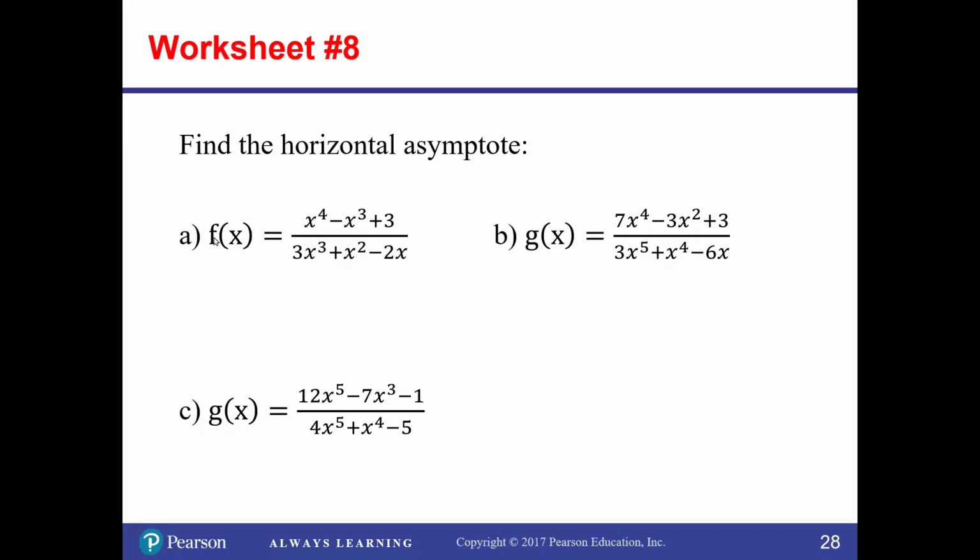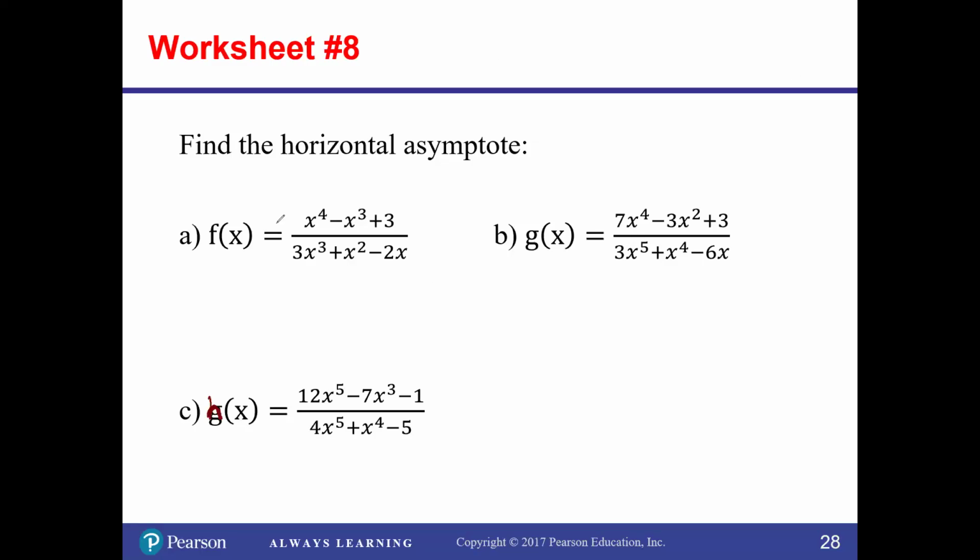So take a minute, and you have 3 different functions here. This one actually should have been an h, so there are definitely 3 different function names. That was a little bit of a typo. Do each one of them and try to assess what your horizontal asymptote is, if in fact it exists. All right.